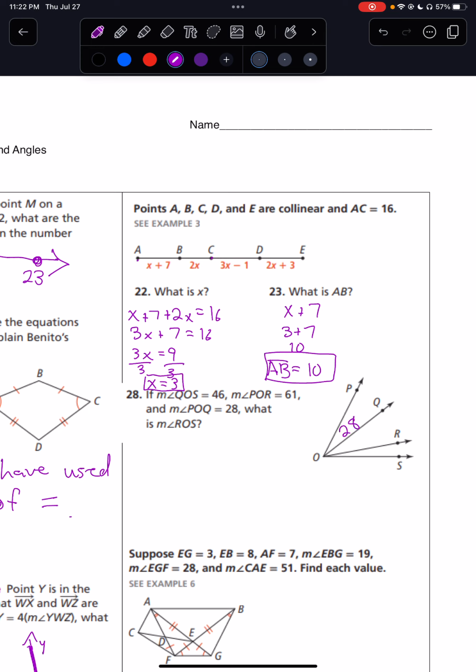If POR equals 61 and I know POQ is 28, then I can do 61 minus 28 to find the measure of POR, which is 33 degrees. So POR will be 33. Then I know that QOS is 46. So I know, hey, QOS is going to be two angles together. So 46 minus the 33 degrees I just found is going to be 13. So here's 13. So the measure of angle ROS is equal to 13 degrees.